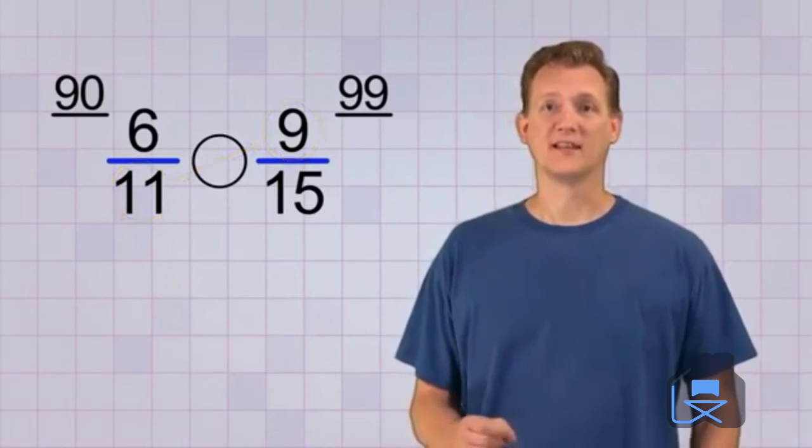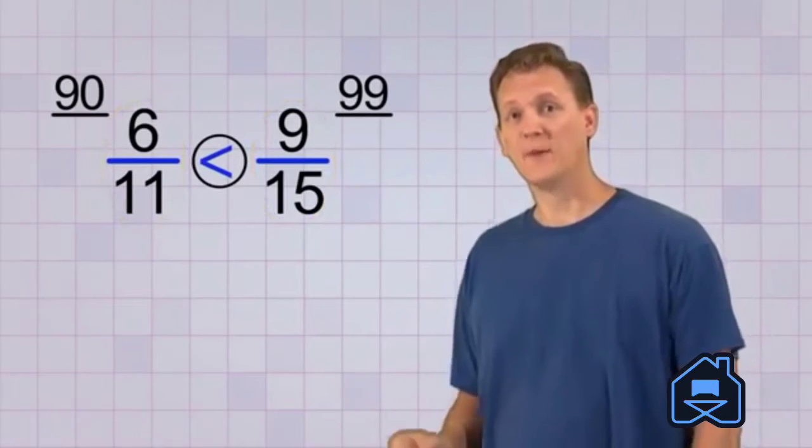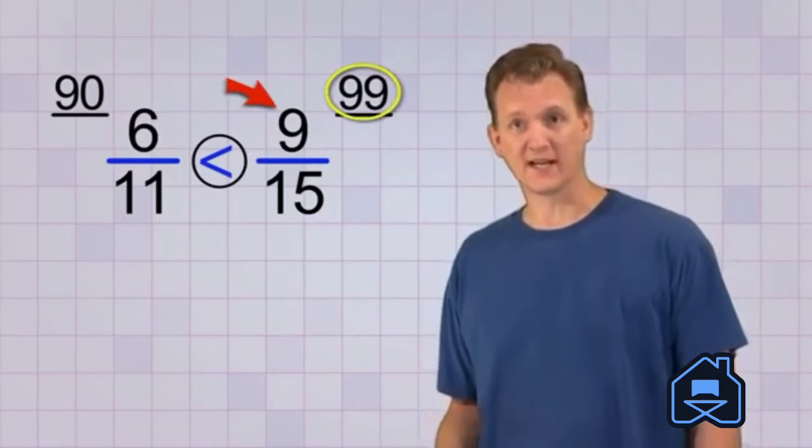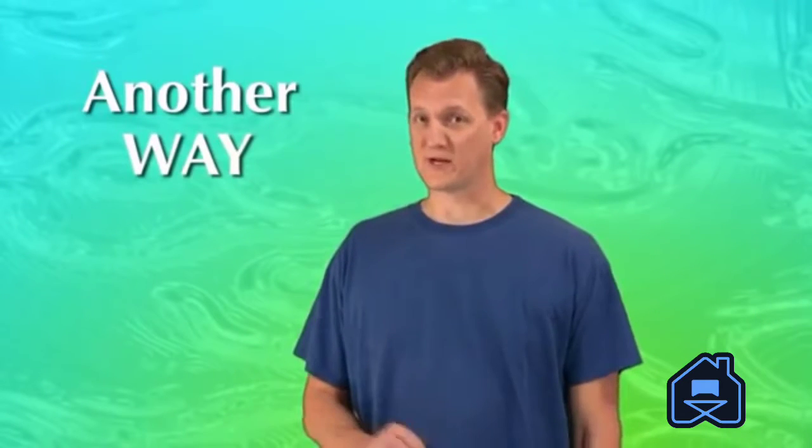So that tells us that the second fraction, 9 over 15, is greater than the first fraction because its new top number, 99, is bigger. Pretty simple, huh? Okay, cross-multiplying's pretty cool, but there's another way to compare fractions that you need to know about. But this one's only really good if you can use a calculator.